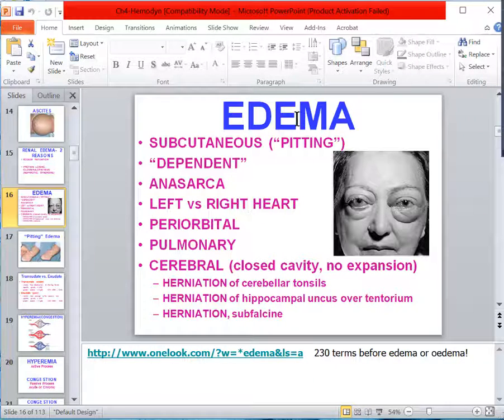Also, think of edema as being due to either left or right heart disease. If it's primarily the left side of your heart that's failing, the veins that supply the left heart, the pulmonary veins, are going to show increased pressure, and therefore you're going to have congestion and even edema inside of your lungs. If it's primarily a right heart failure, then of course the veins that supply the right heart, the systemic veins, basically everything but the lungs, might show some degree of edema.